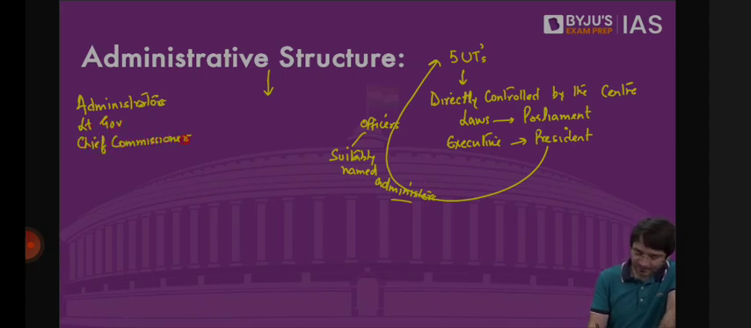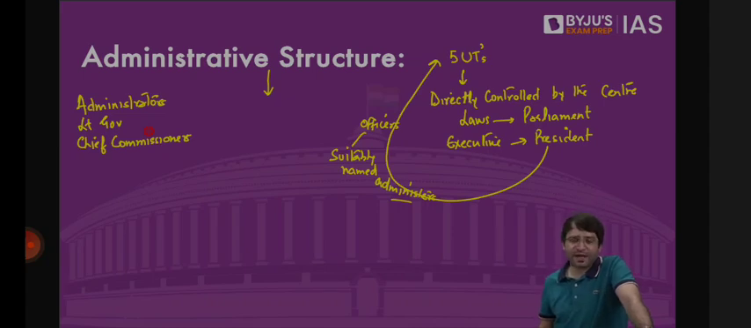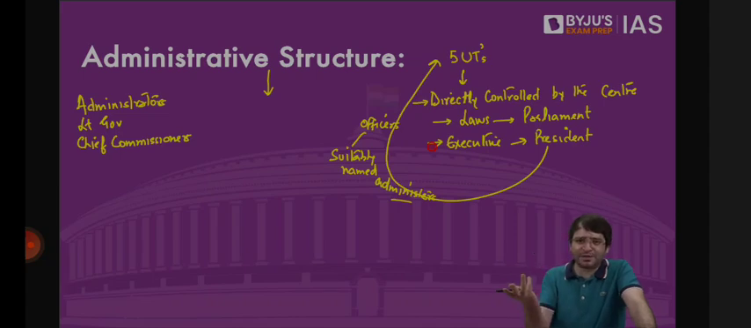Which are these 5 union territories? We have Lakshadweep, we have Daman and Diu and Dadra and Nagar Haveli, we have Ladakh, we have Andaman and Nicobar Islands, we have Chandigarh. These are the 5 union territories which are directly controlled by the center, which means the laws are passed by the parliament, which means the president is the executive head of all these union territories, but the president will administer these union territories through his officers who are suitably named. That's the prerogative of the president. You may call them administrators or chief commissioners or lieutenant governors. That is the discretion of the president on the advice of the council of ministers.